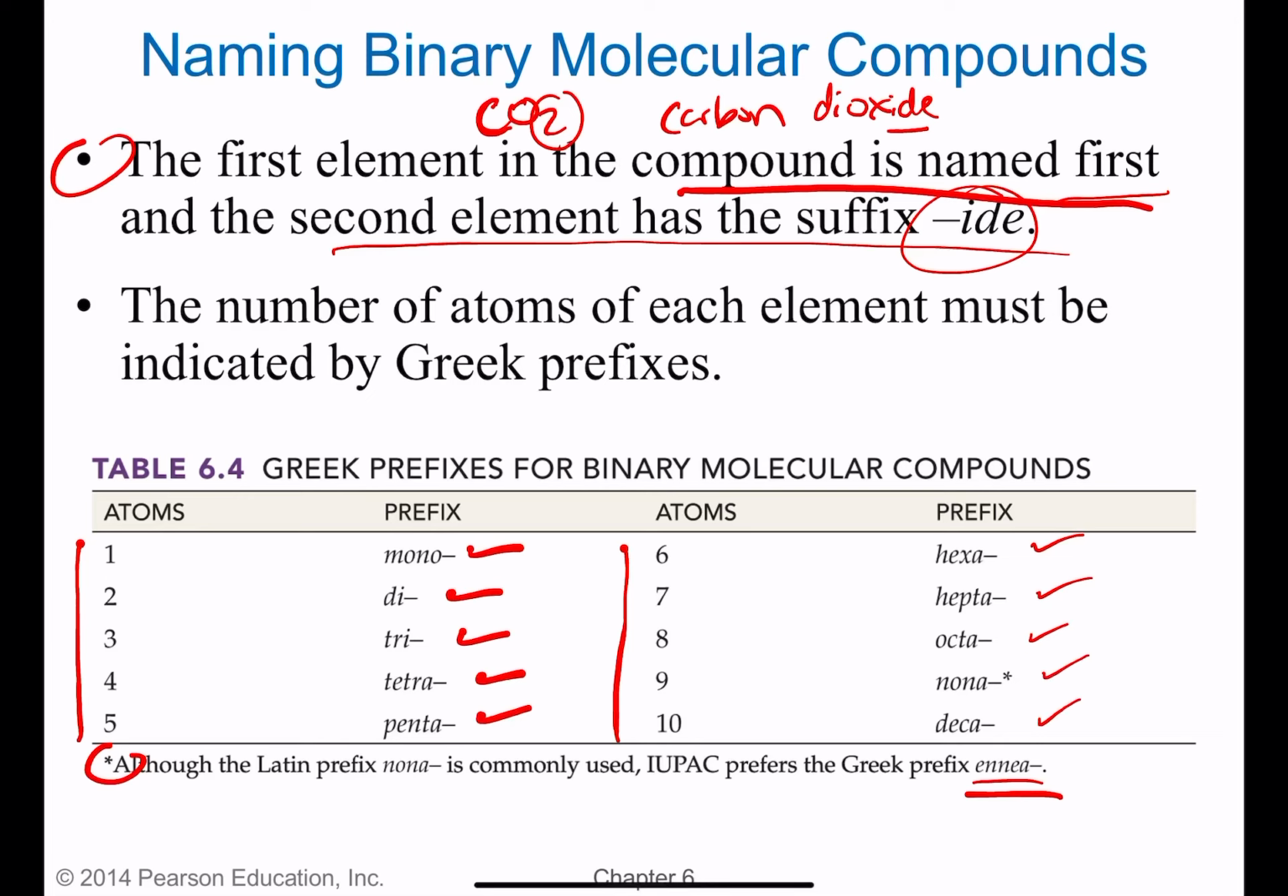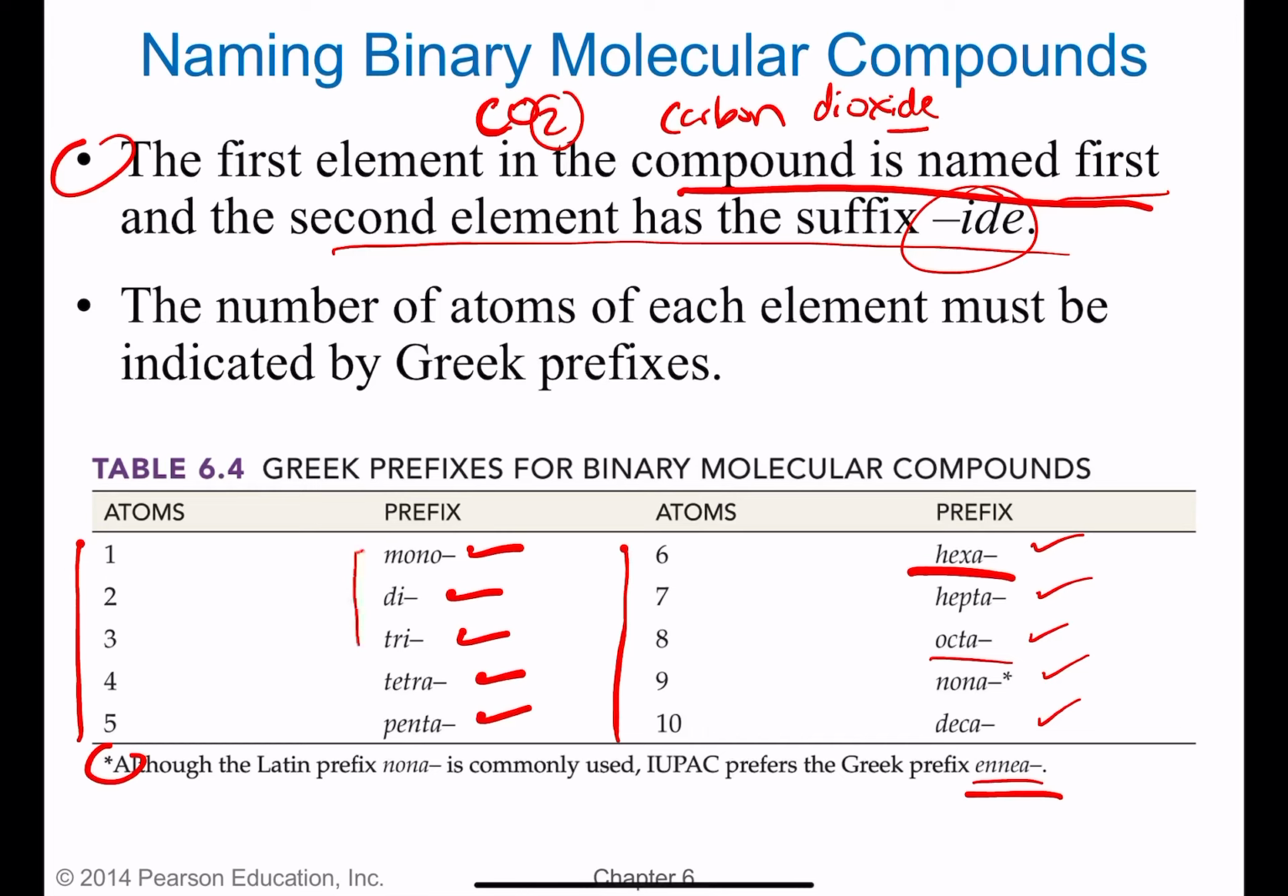Now, a lot of these you could probably figure out, like hexa as in hexagon. Everyone's probably heard of a hexagon at some point. Octagon, and then mono, di, tri, these you could probably figure out. But I suggest you make flashcards for these because you're going to need to memorize them.